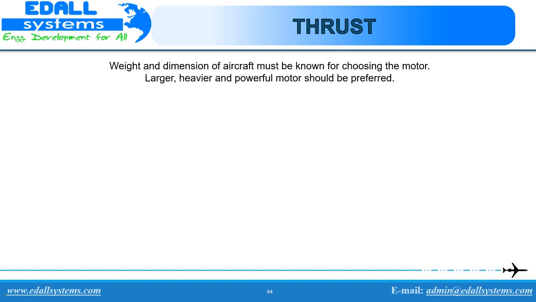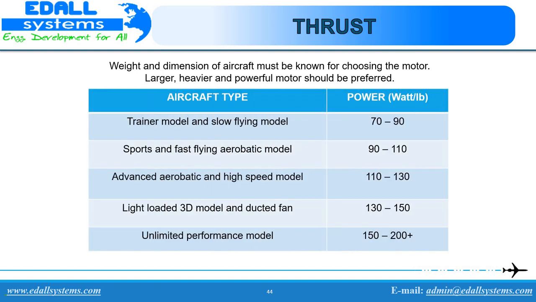Weight and dimension of the aircraft must be known for choosing the motor. Larger and heavier aircraft should be given more powerful motors. So we have different aircraft types and the power in watts per lb.